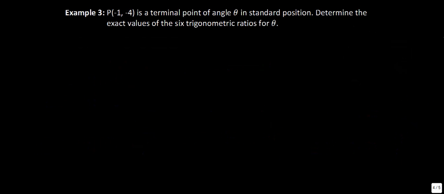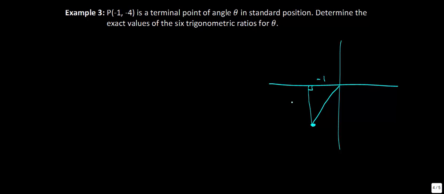All right, example 3 says we have point P, which is located at negative 1 and negative 4. So let's go and plot that first. So that's where that point's going to be. So it's going to make my triangle look like so. Actually, let's just label it as negative 1 and negative 4.